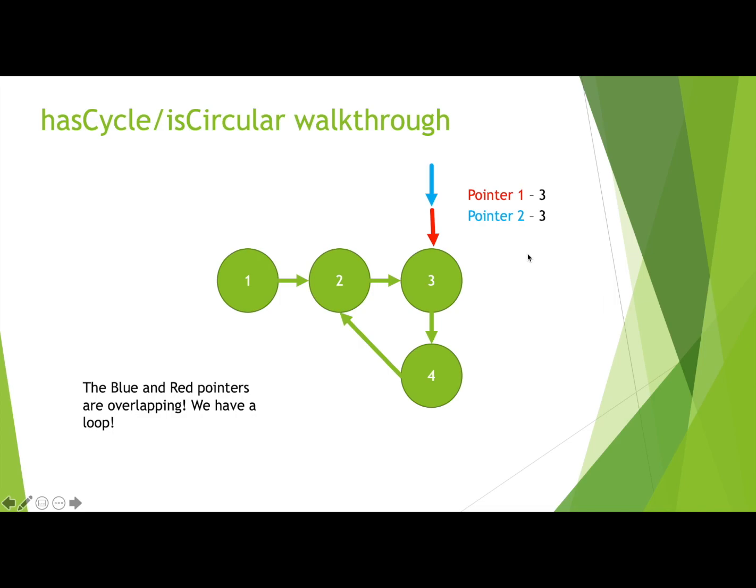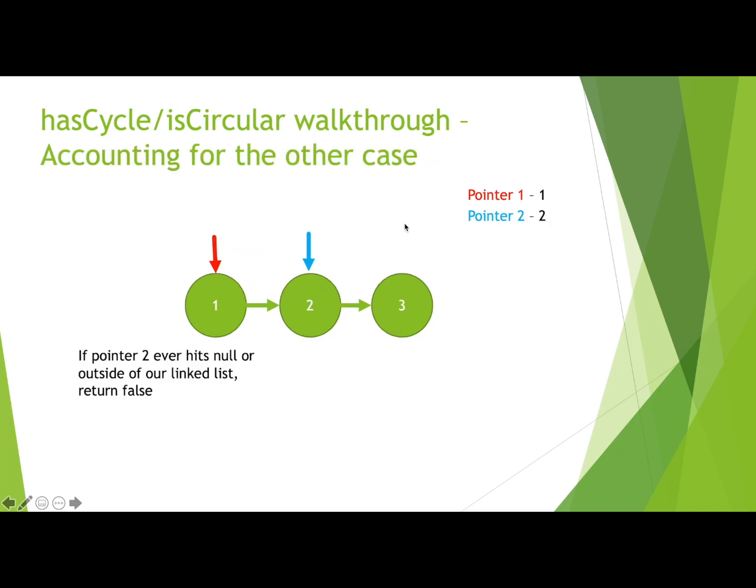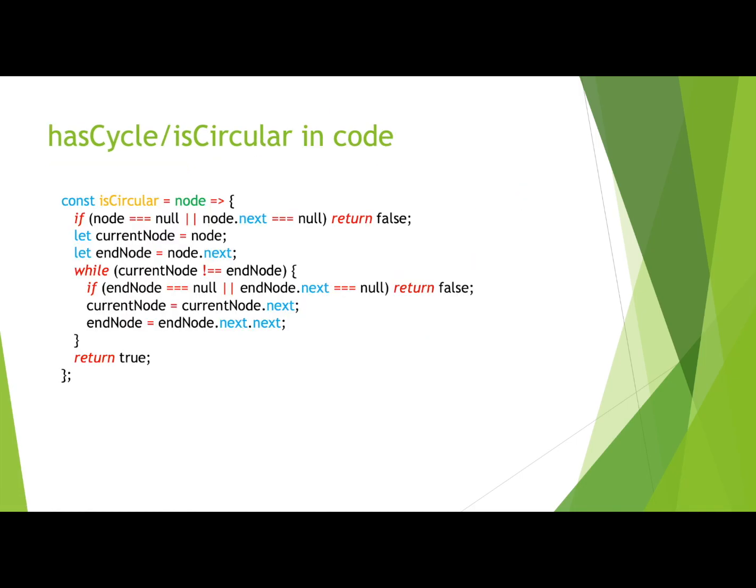So now the next thing to do is just to make sure that this works on a non-circular linked list, or a linked list that doesn't have a cycle. In this case, if pointer 2 ever hits null, or outside of our linked list, we should return false. So we have both our pointers pointing at 1 and 2. This is a given node and this is the given node's dot next. Our pointer 2 hits null, so we return false. So it works for our normal case. All right, that's great. And this is just the code for that.